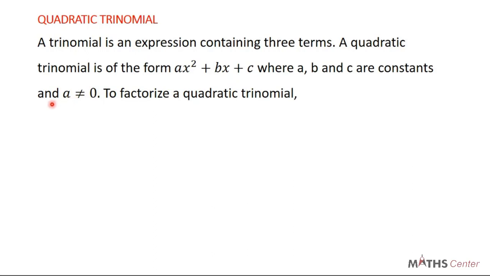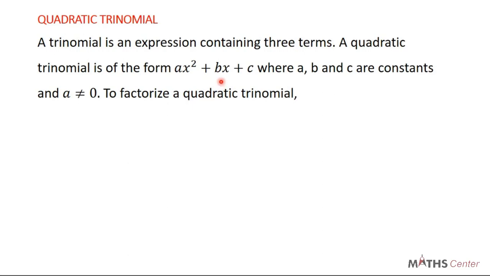That is why one of the conditions that this expression has to satisfy is that a must not be equal to 0. Because if a is 0, we are going to get 0 times s squared, which is going to nullify the square term. Then this expression is no longer a quadratic trinomial. So we are going to learn how to factorize an expression like this in this video.